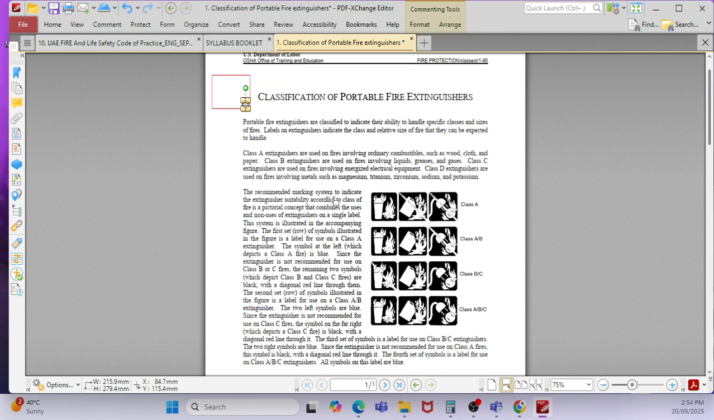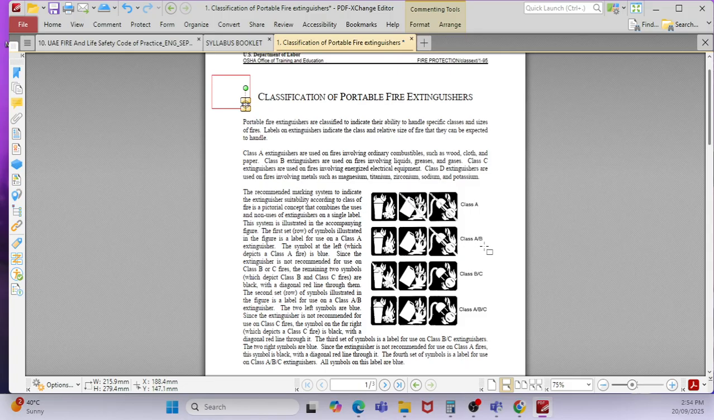Here it is very clearly given, the recommended marking system to indicate the class of fire. So you can see that class A means you cannot use it for oil, you cannot use it for energized equipment, you can use it only for fire which comes from wood, cloth, and paper.